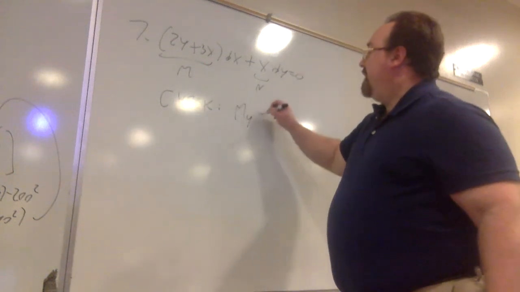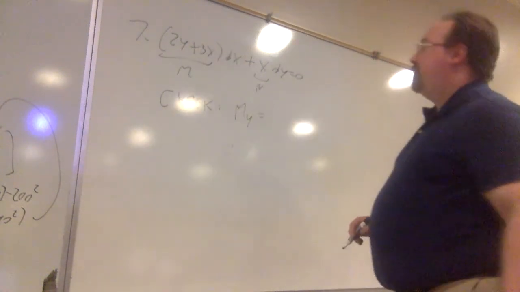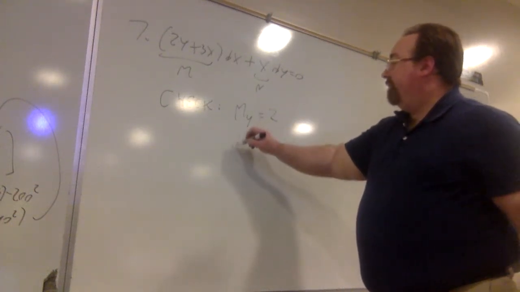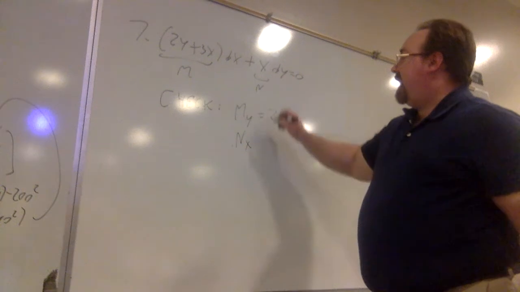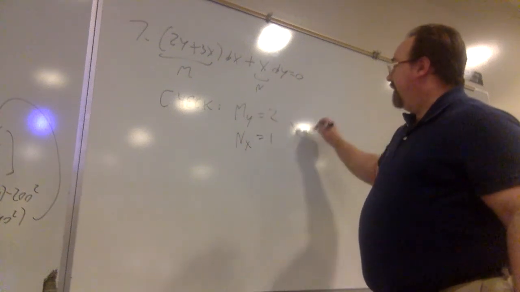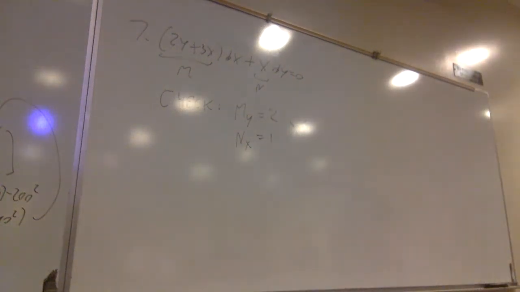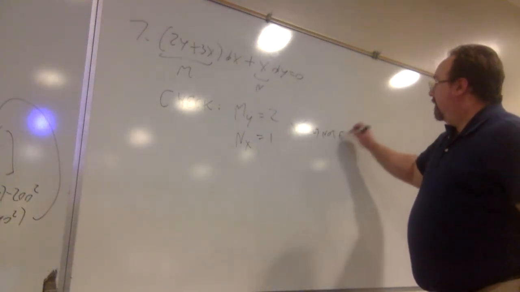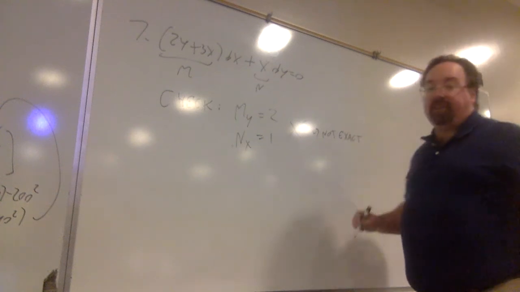The derivative of M with respect to y turns out to be 2. The derivative of N with respect to x turns out to be 1. They do not agree. So unfortunately, it is not exact.